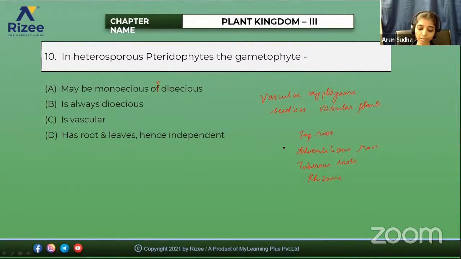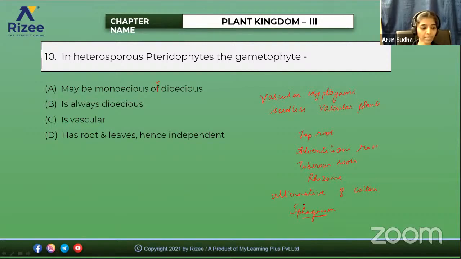The plant used as an alternative to cotton is Sphagnum, Funaria, Riccia, or Anthoceros? Which plant is used as an alternative to cotton? It is Sphagnum. Sphagnum is very important because of its water holding capacity, so it is used as an alternative to cotton.